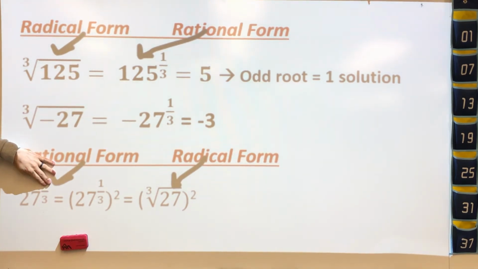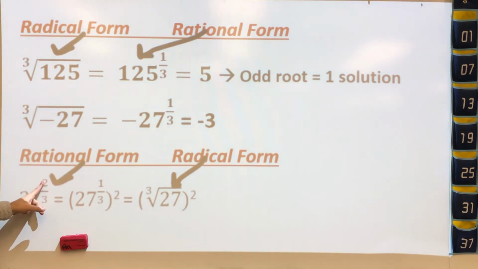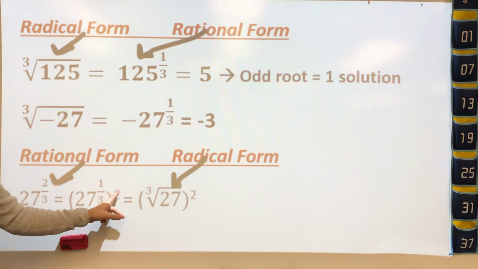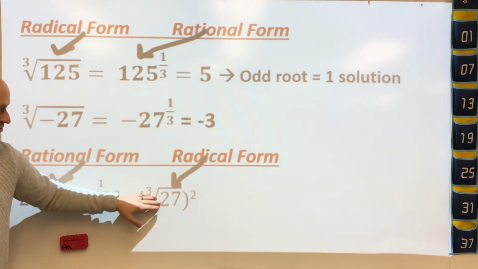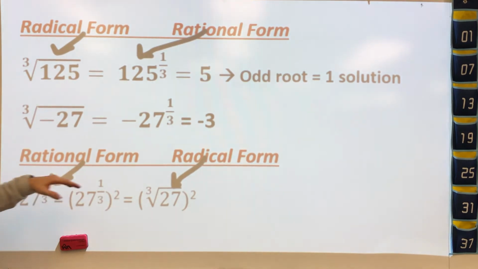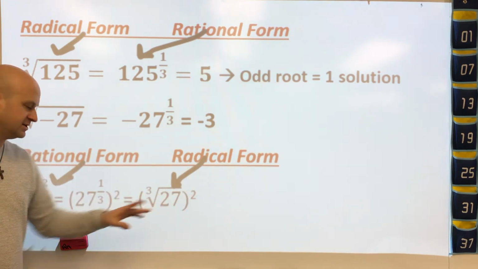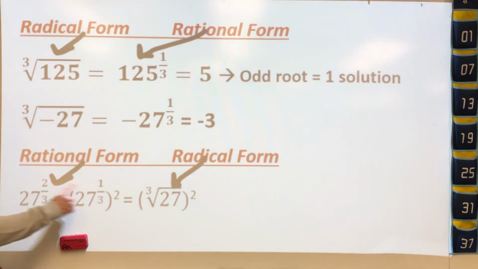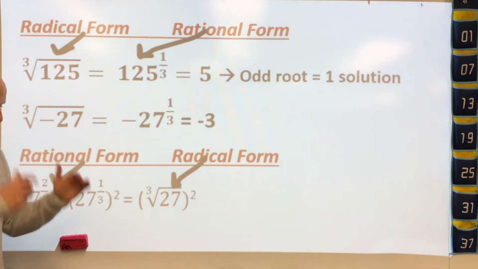If this were 27 to the 1/3 power, it would be the 3rd root of 27. But that 2 on top, what that does is it goes outside of this parenthesis. So we would end up taking the 3rd root of 27 and then squaring that particular answer. So the 3rd root of 27 is 3, and then squared would give you an answer of 9. So again, pay attention to the numbers. The 2 goes outside the parentheses. The denominator is the root. Okay, so the denominator is the root. The numerator is going to be the exponent outside of the parentheses.